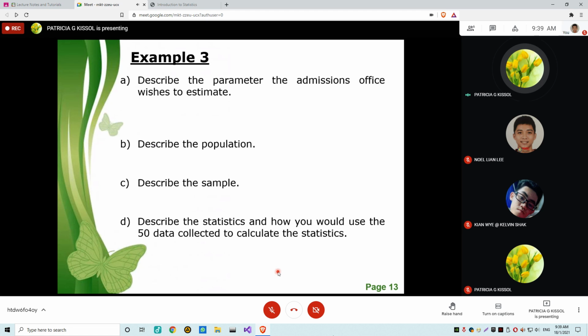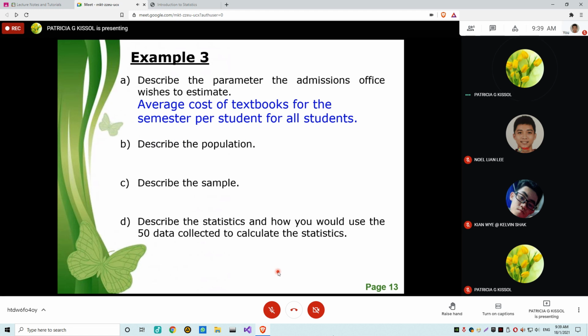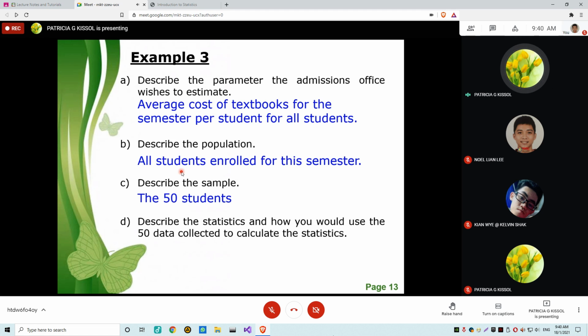So for this example 3, the parameter is the average cost of textbooks for the semester per student for all the students. That would be our parameter, because that was the main area that we want to find out. The population would be all the students. You can see the words all students enrolled for this semester. And then what is the sample? The sample, of course, is only the 50 students.